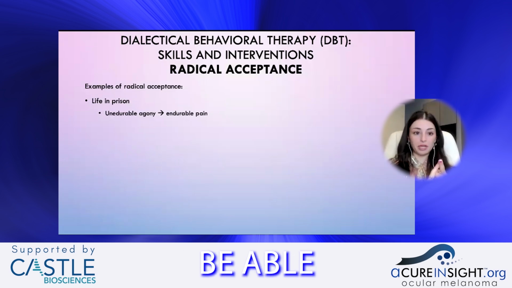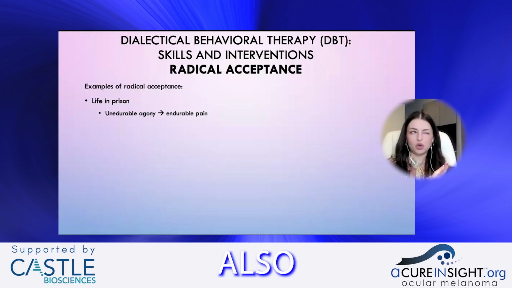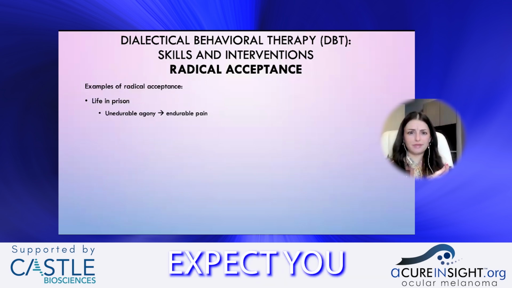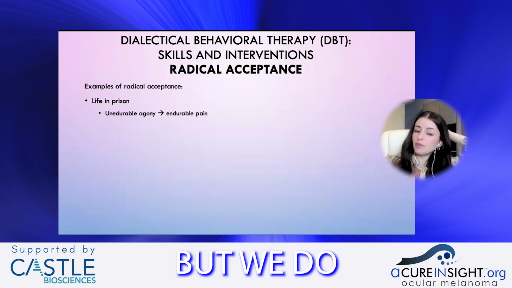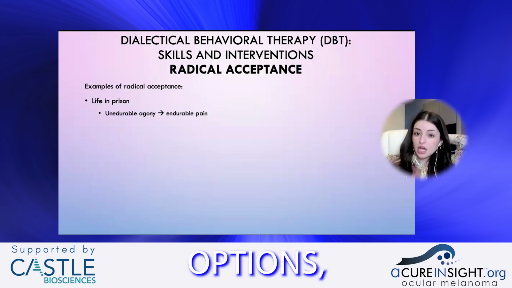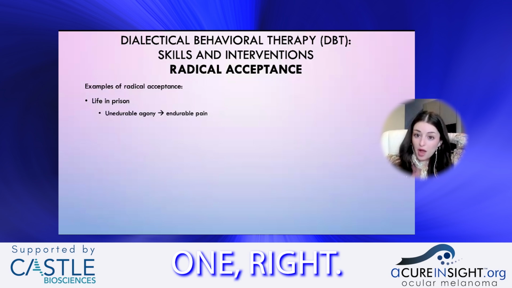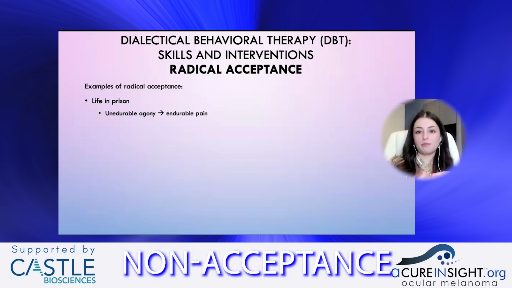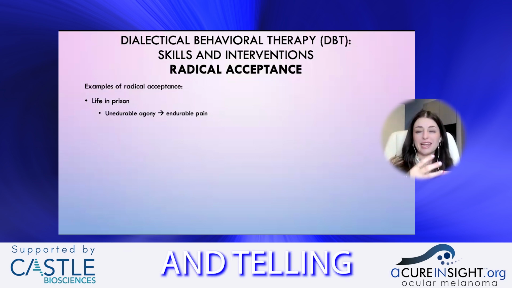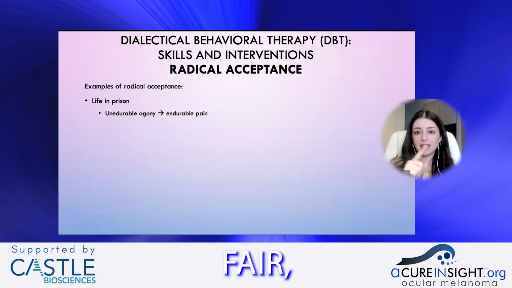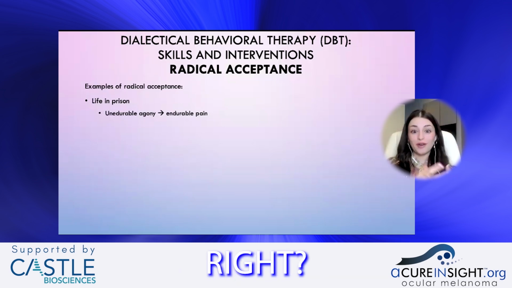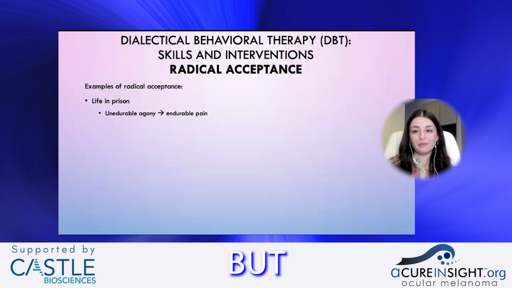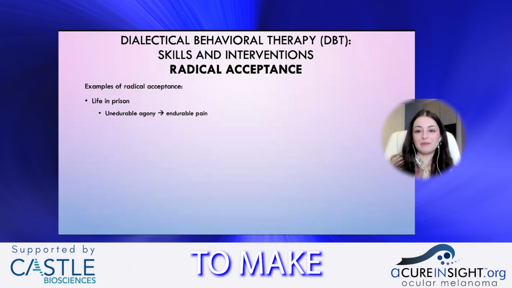Well, you're not going to be able to get out of jail, right? And it's also unrealistic to expect you to be happy that you are in prison for life, right? But we do have two options, right? So option one, you can stay in that non-acceptance place, being miserable and telling yourself, this isn't fair. Things shouldn't be this way. And again, that's not to say that those thoughts are not true, right? It isn't fair. But those thoughts just aren't helping you. It's going to make you feel worse.